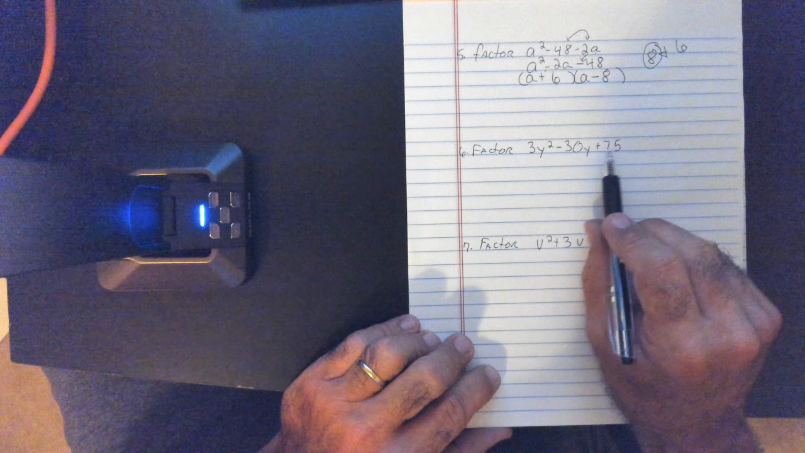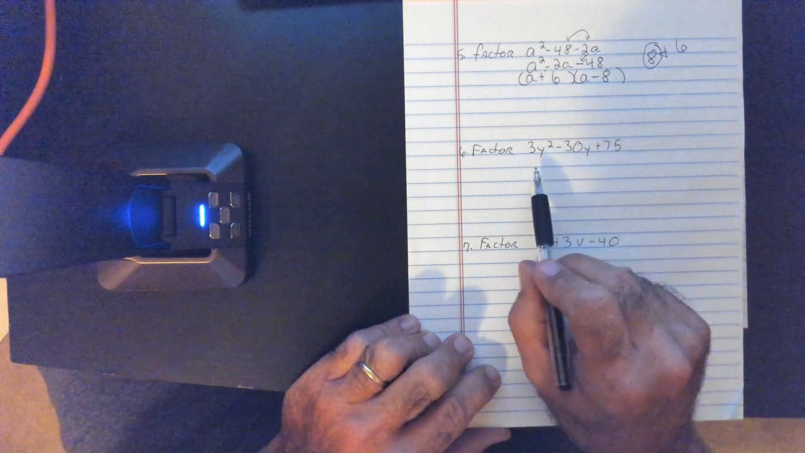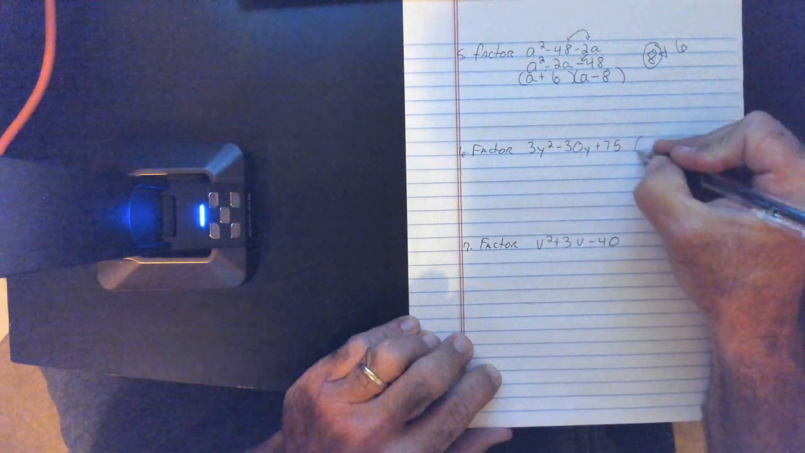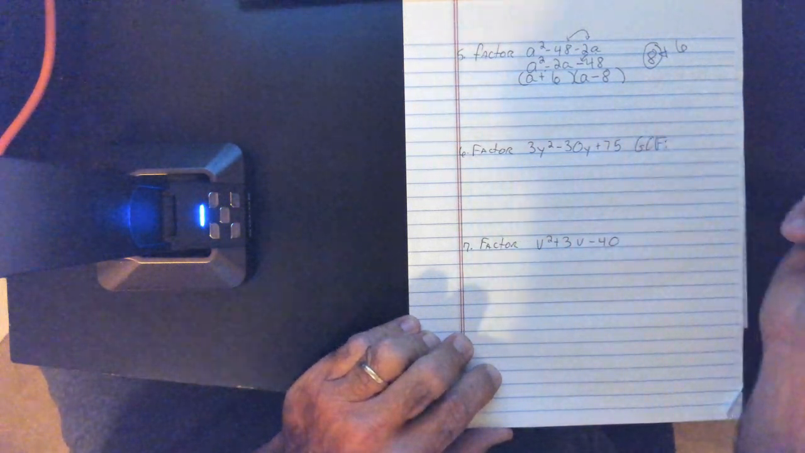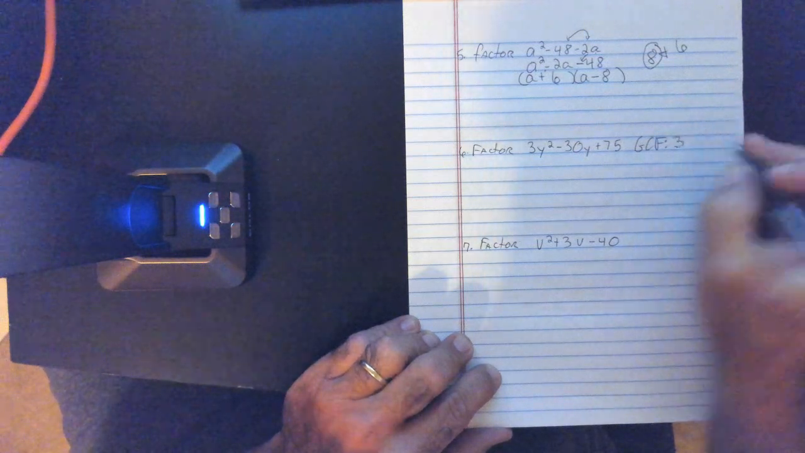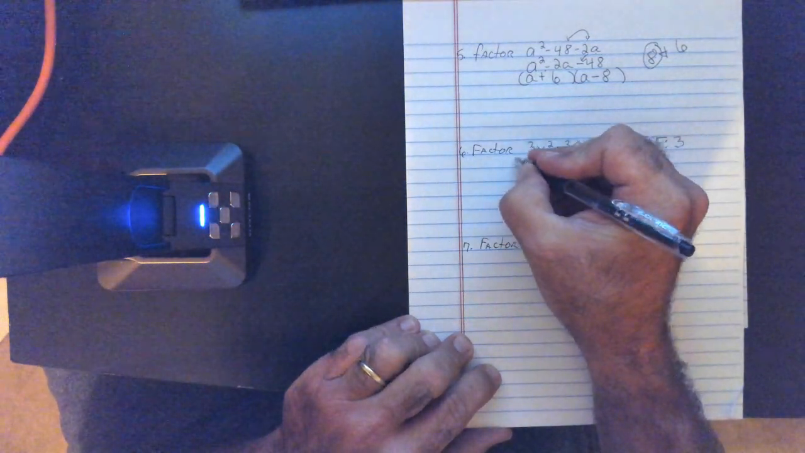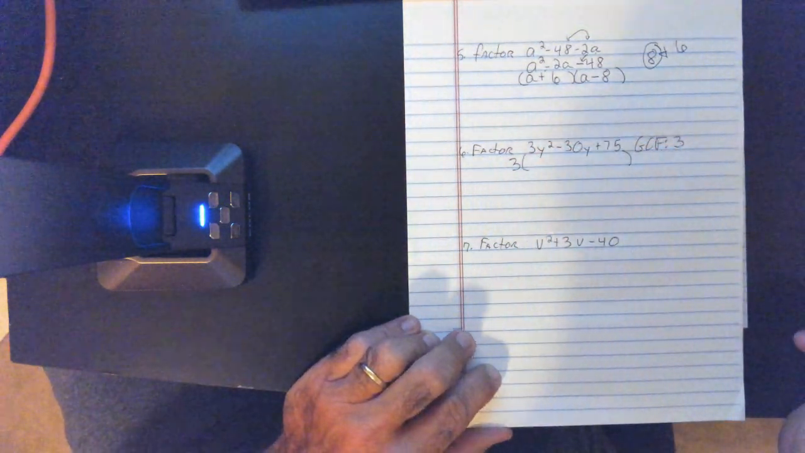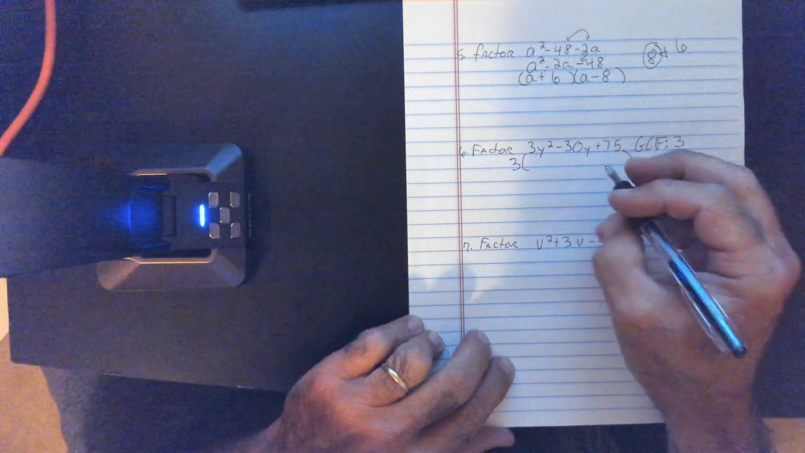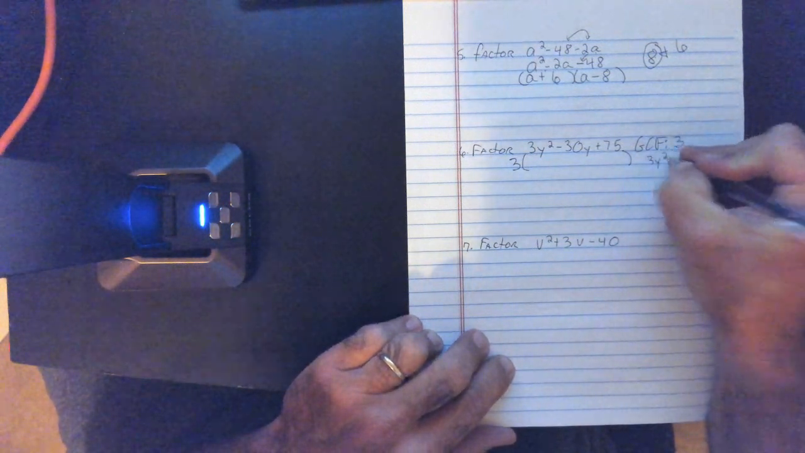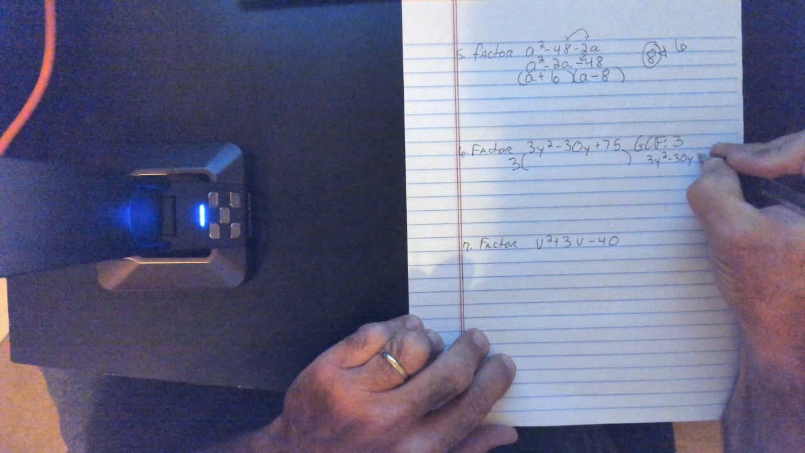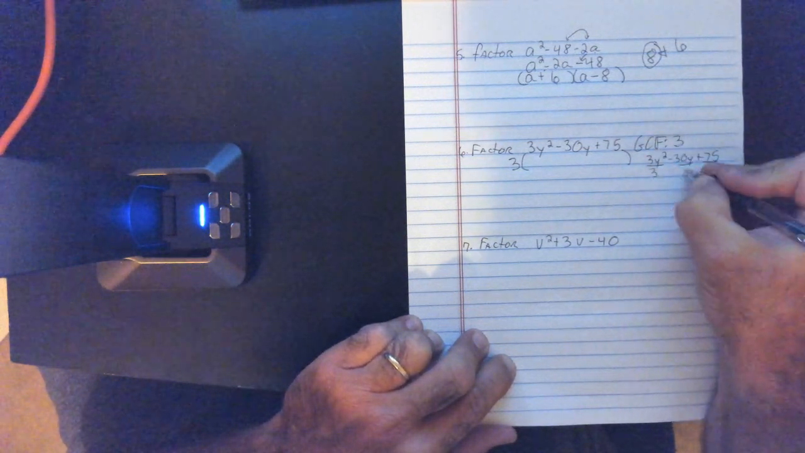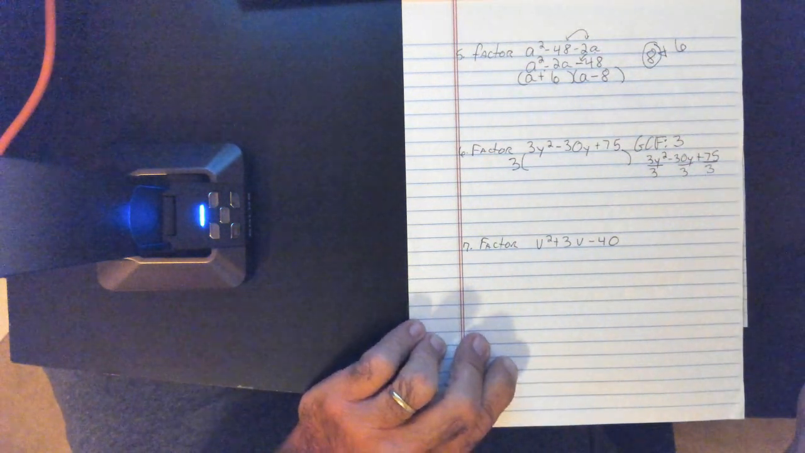Alright, this next one. First thing I'm looking for is the greatest common factor. Ooh, and guess what? 3, 30, and 75 all have a greatest common factor because they will all divide by that 3 in the front. So what I'm going to do is factor out that greatest common factor and put big parentheses. Because in these parentheses, I'm going to take 3y squared minus 30y plus 75 and divide all 3 of them by that 3. So we divide by the GCF and see what's left.